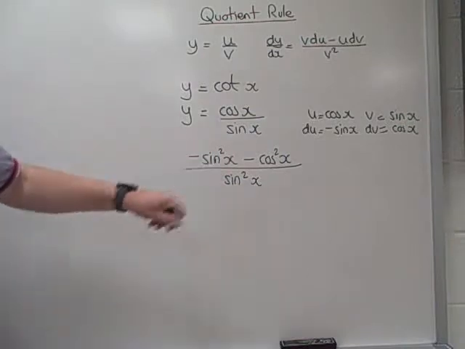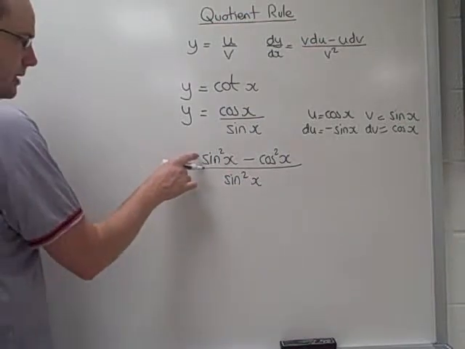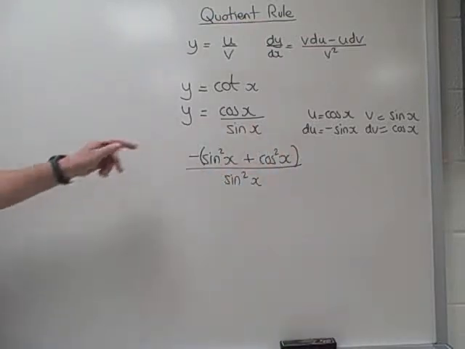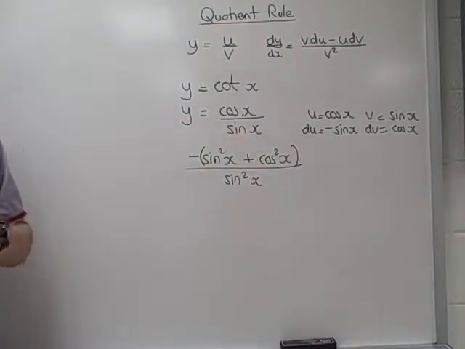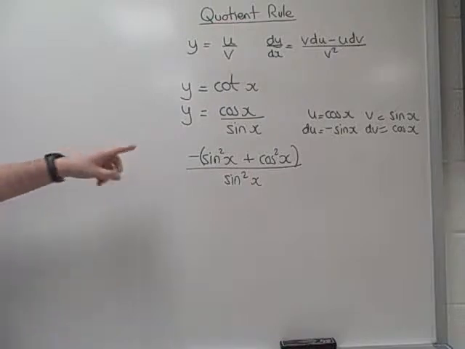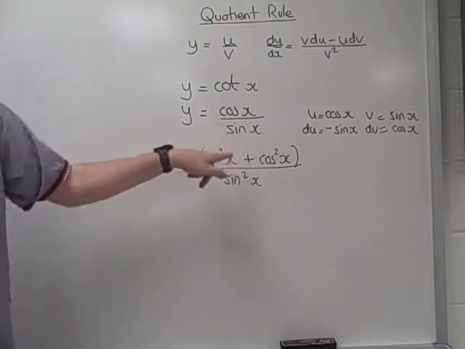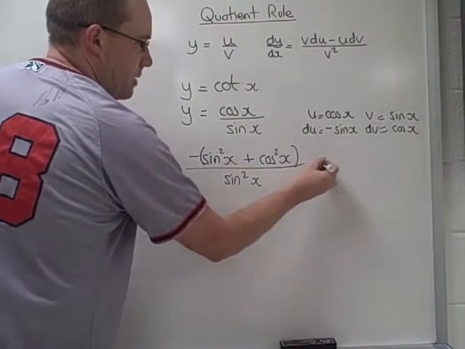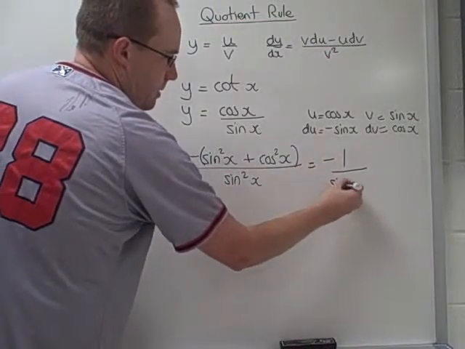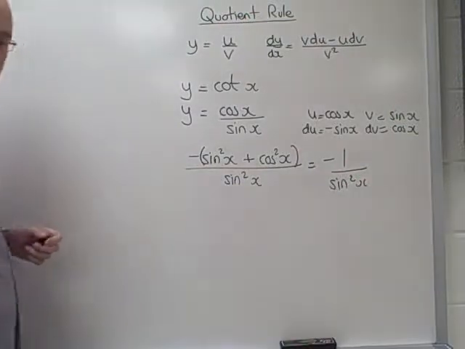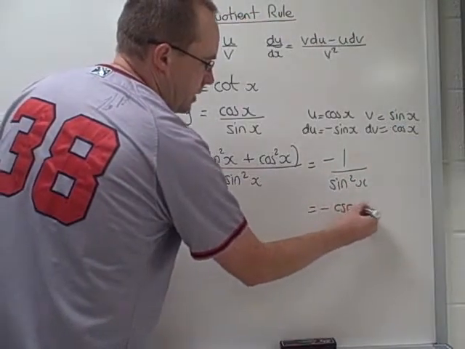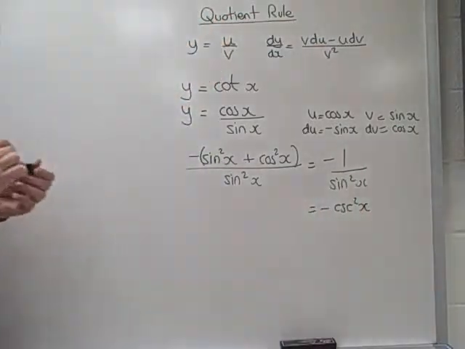Now, I can see that both terms on the top have a negative, so if I take that out as a common factor, I've still got negative sine squared, take away cosine squared. And hopefully you can see the reason why I took this as a factor. Look what we have left on top here. This is an identity: sine squared plus cosine squared equals 1. And the definition for 1 over sine squared is cosecant squared. So your answer is negative cosecant squared x, which is actually what appears on your formula sheet.